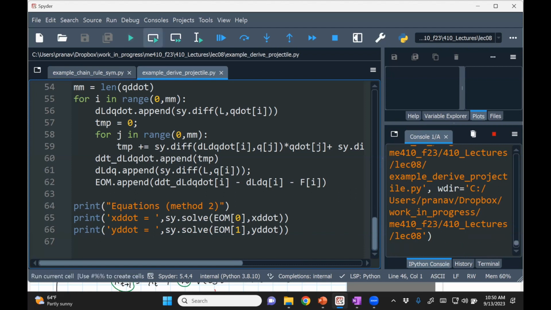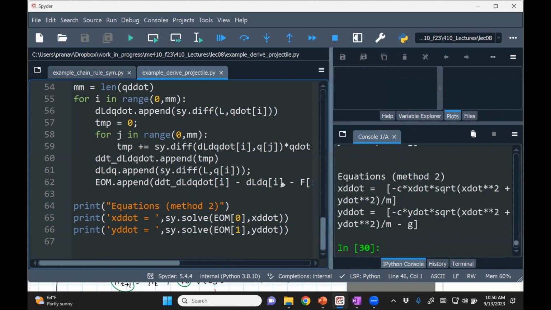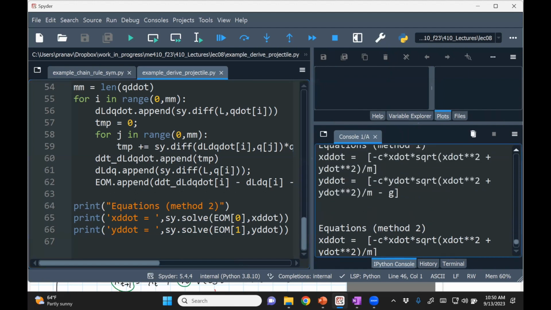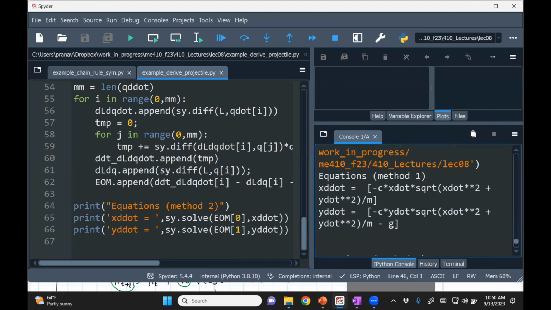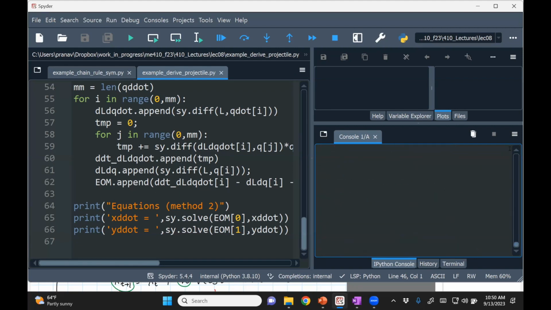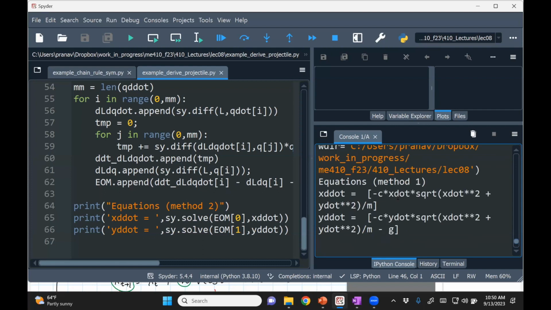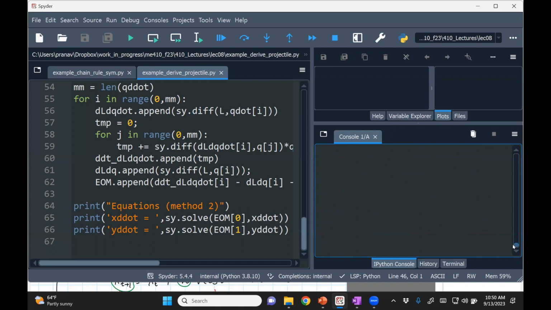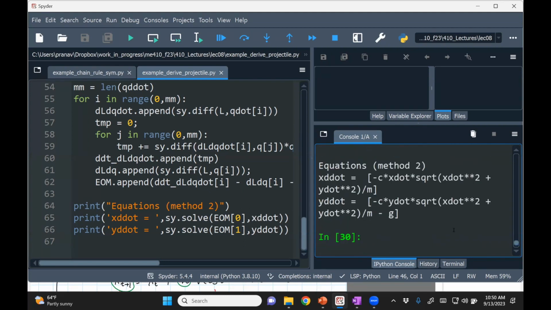So if I run this, these are the equations of motion. Method 1 was actually writing the formula as I have it there. X double dot equals minus c x dot, which is the drag force, divided by m. And for y double dot, it will be the drag force divided by m, minus g, right? Exactly the same thing comes if you use the other method, method 2. Okay, so I'll post this.